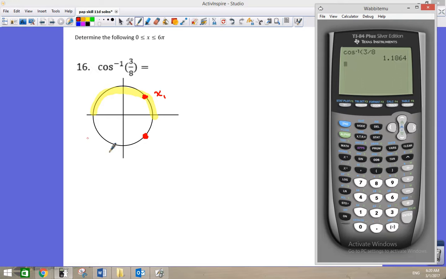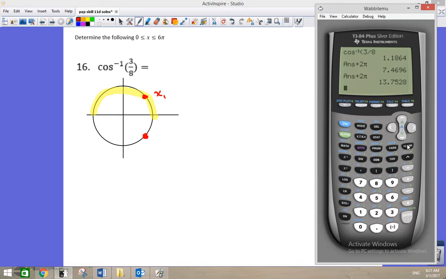And now I'm just going to add 2 pi to get the second solution that point gives me. And see, I'm still between 0 and 6 pi. Now I'm going to add 2 pi again. So here's 3 of the 6 solutions that they want.